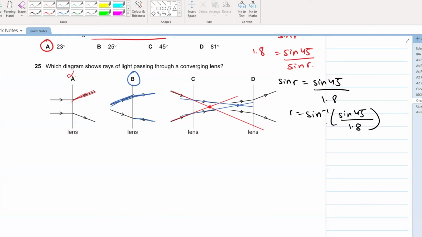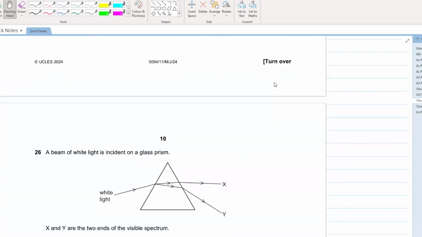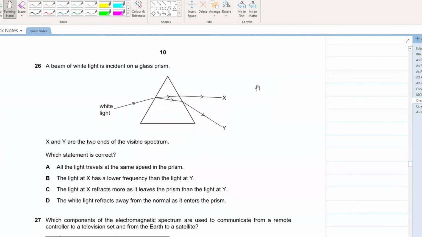Yes, those who asked about C, why is C not the answer? Come on, let's move ahead. Now, second. Yes, come to question 26.